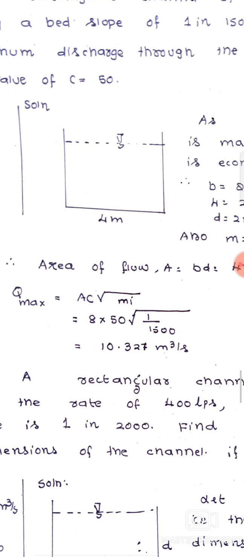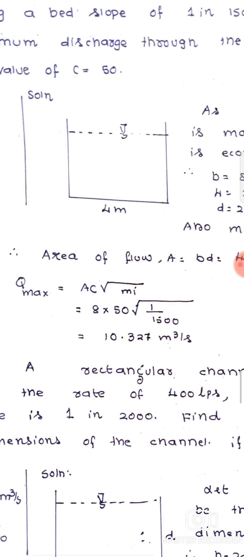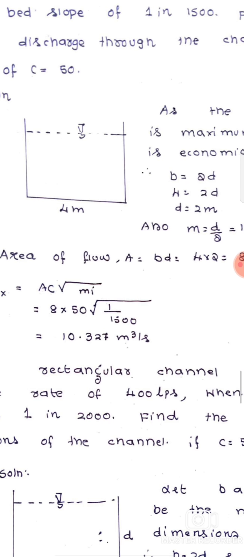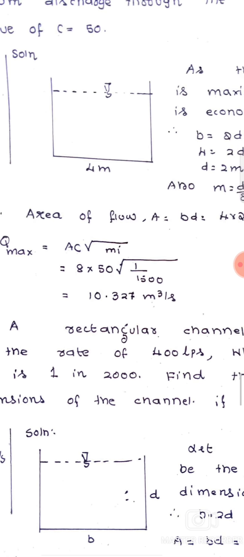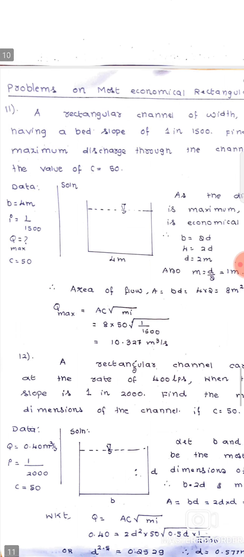So Q maximum is equal to AC into square root of Mi. A is area, that is B into D, that is 4 into 2, 8 meter square, into C, which is given as 50. Then square root of Mi. M is D by 2, that is M is equal to 1. Then I is 1 in 1500. Then you will get the discharge Q max as 10.327 meter cube per second.